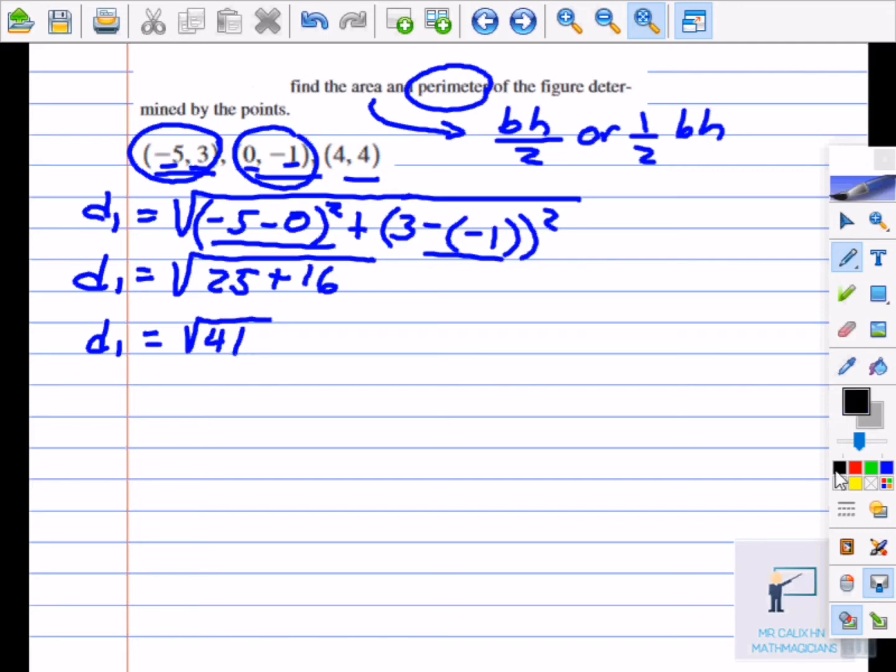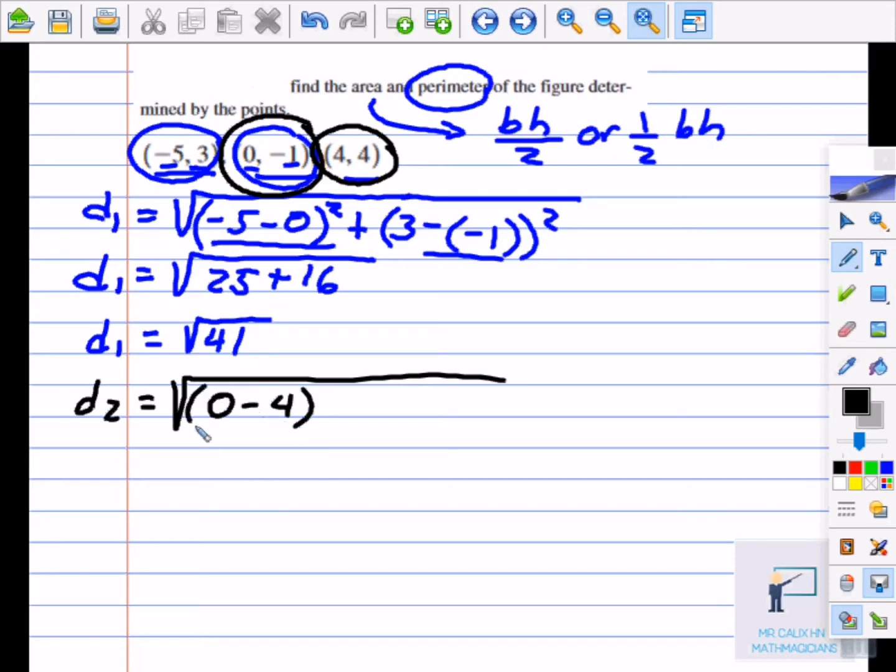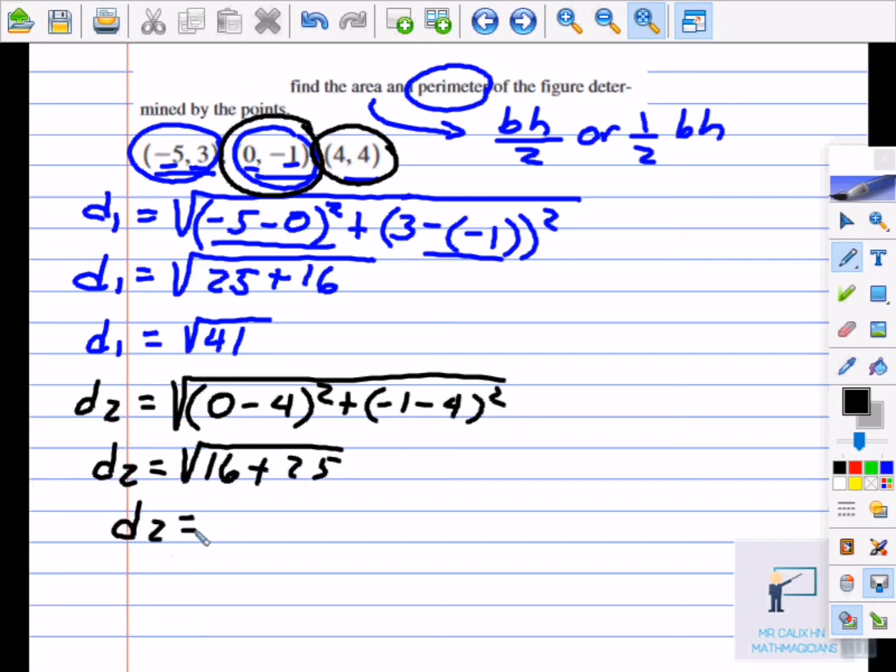Now we're going to change our color to make distance 2. For distance 2, I'm going to use this point and this point. So distance 2 is equal to the square root again. And now it would be 0 minus 4 to the square power. Remember the order, x1 minus x2 to the square plus y1 minus y2 to the square, will be -1 minus 4 to the square. If we evaluate this, the first one is -4 to the square, that is 16. And the second one is -1 minus 4 is -5 to the square, that is 25. This one is also the square root of 41. We found distance 1 and distance 2.